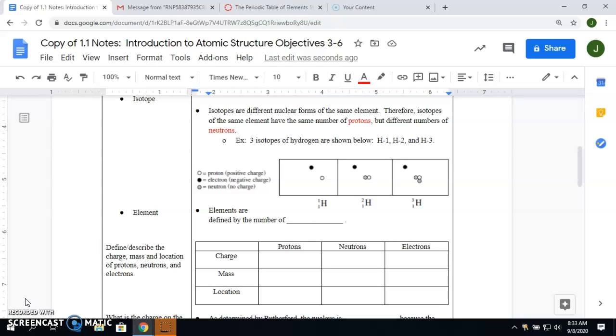Today we're going to talk about isotopes and the calculation of average atomic mass. I'm starting out with this picture of the three hydrogen isotopes, which are H1, H2, and H3. This is a picture that you have from your notes before.